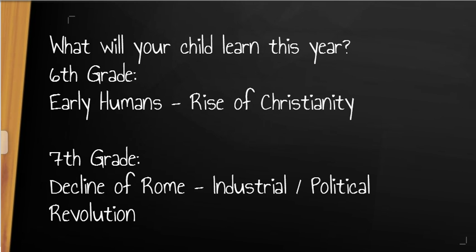One of the ways I want to show you everything that we'll be covering is by using the online textbook. So sixth grade, you can see we start with early humans, which we actually began covering today. That's chapter 3. And we go all the way through the rise of Christianity. Seventh grade, we start with the decline of the Roman Empire, and we go all the way through the industrial and political revolution time period. As eighth graders, they'll receive U.S. history. That's often a question that people want to know: when does U.S. history begin? As it is in the state of Tennessee, it is eighth grade and 11th grade.